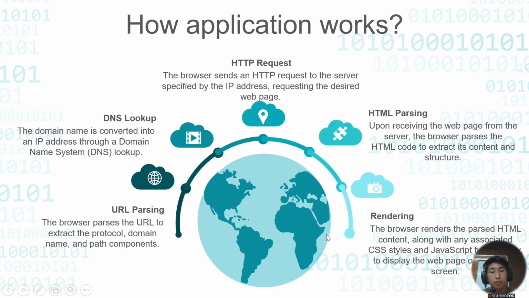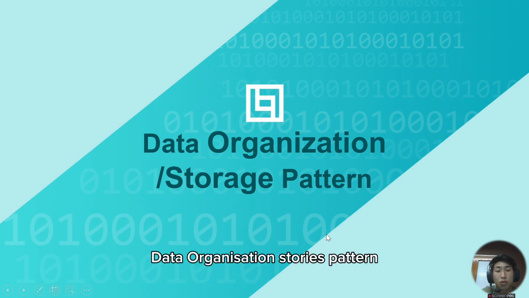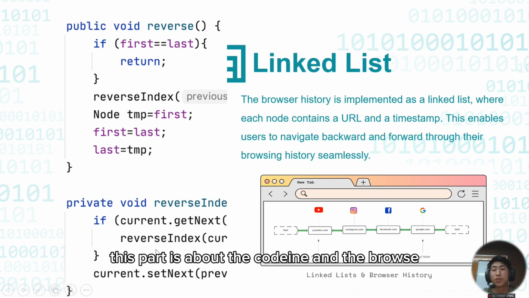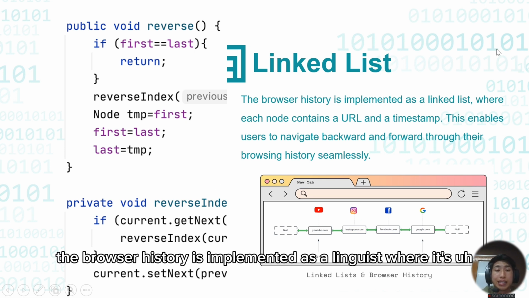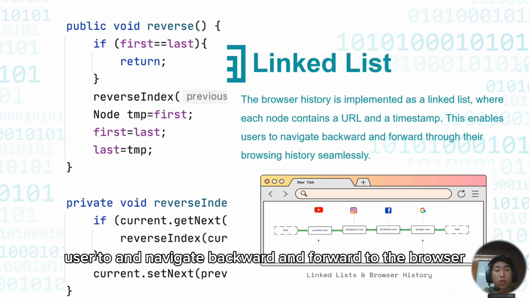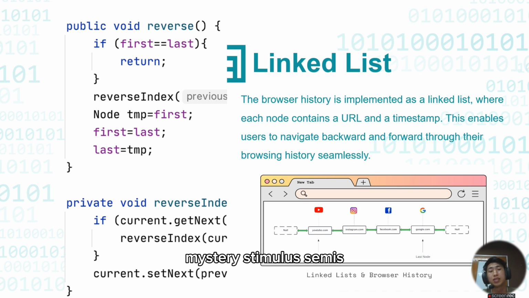So next, data organization storage pattern. The first algorithm is the linked list. For example, the browser history is implemented as a linked list where each node contains a URL and a timestamp. This enables the user to navigate backward and forward through their browsing history seamlessly.